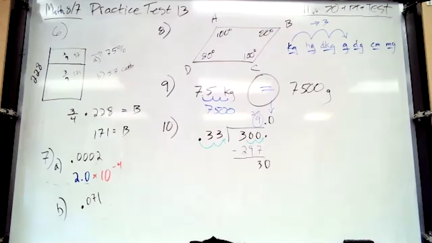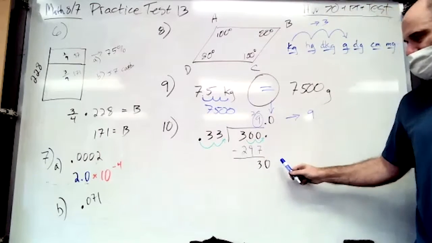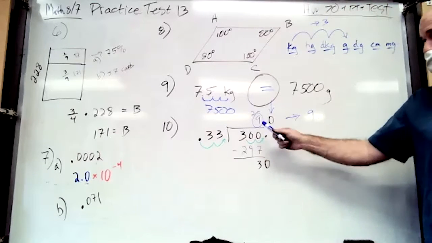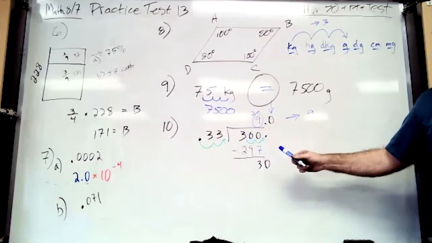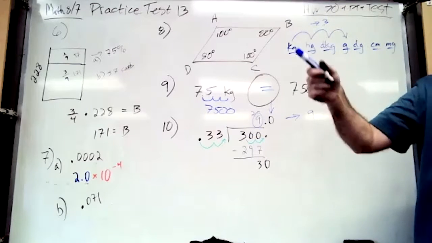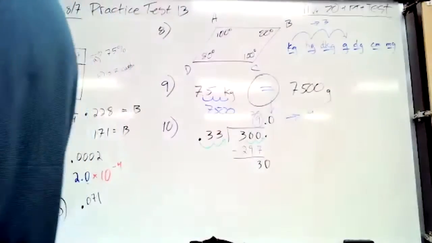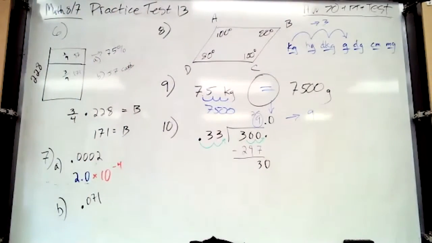So what's my answer going to be? 9. All right, 9. If I would have kept going, I would have had another 0, and then I would have been repeating, right? Yeah. It would have been 9, and then 0, 9, 0, 9, 0, 9, 0, 9, forever. All right? So that's it. Round to the nearest whole number.